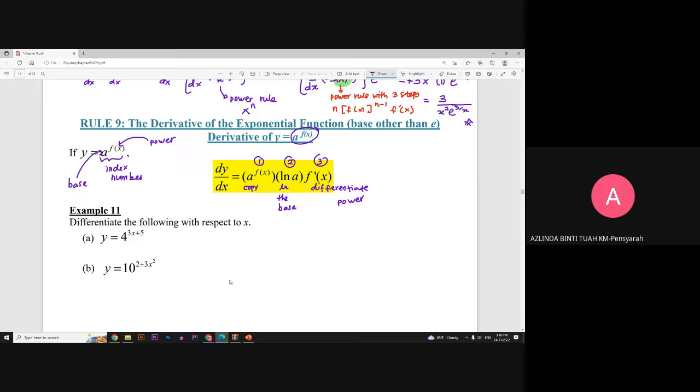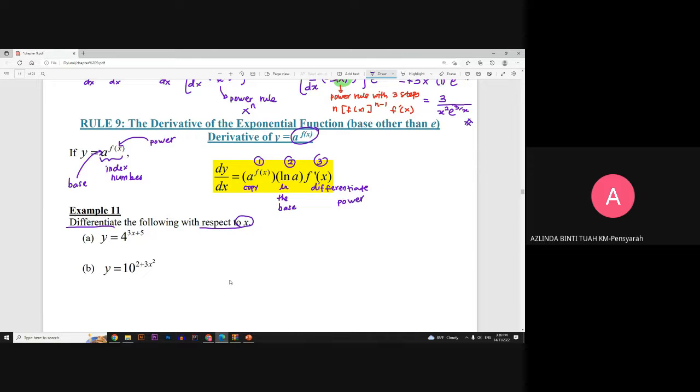As you can see here, in the first step we don't differentiate at all. The second step also doesn't differentiate yet. The ln is of the base; the base is the number. Only the part that has x, which is the power, is what we differentiate. Okay, that's the idea of the question: differentiate the term that contains x.